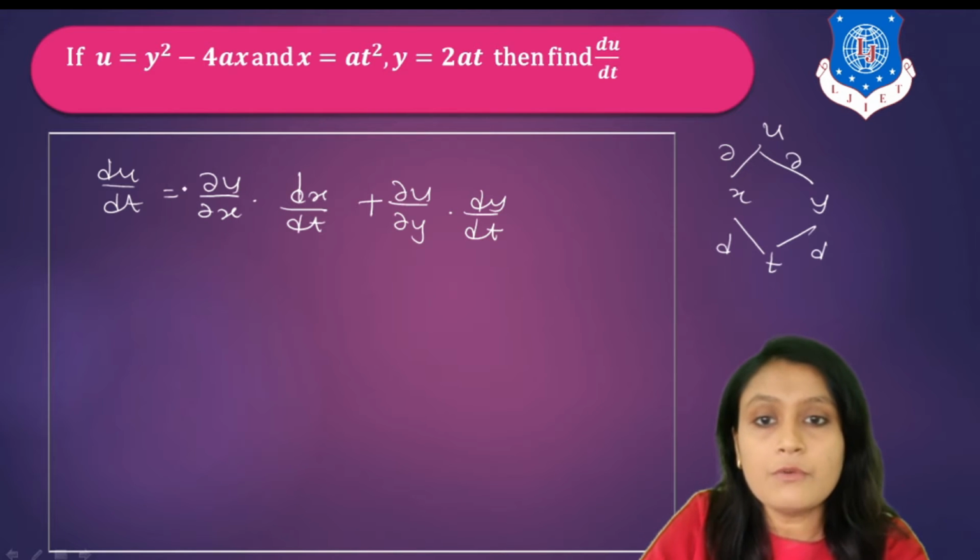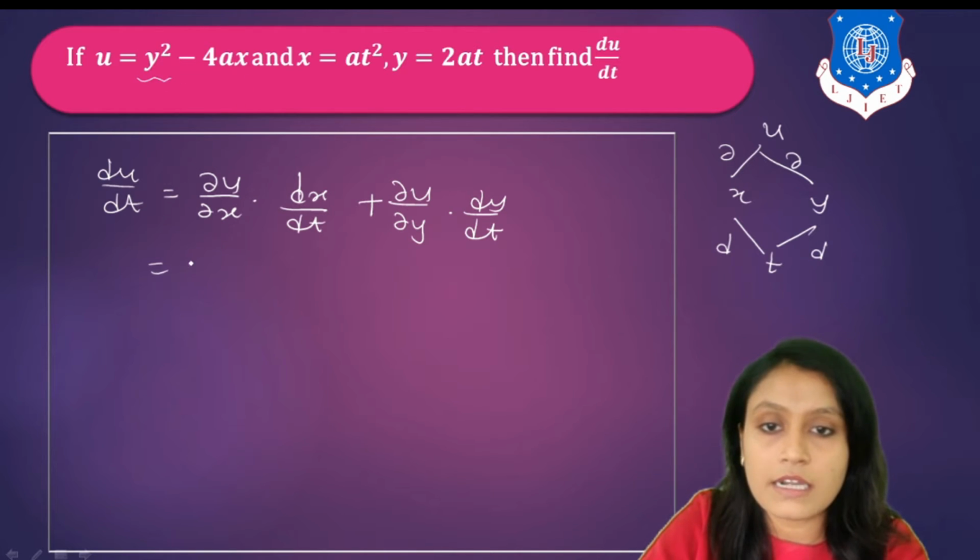Now we will find this derivative. So differentiate u partially with respect to x, and we will keep y as a constant. So this y square is 0, and from this you will get the answer as minus 4a.